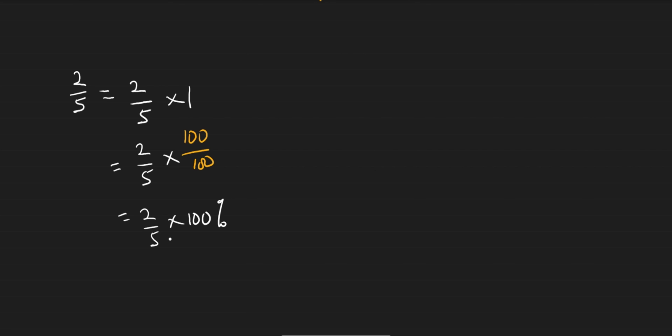All what you have to do now is multiply the 2 over 5 by 100. Whatever you get, attach the percentage sign to it. That's all. So 2 over 5 times 100%, what are you getting? You get 40%. That's all. Let's try another one.